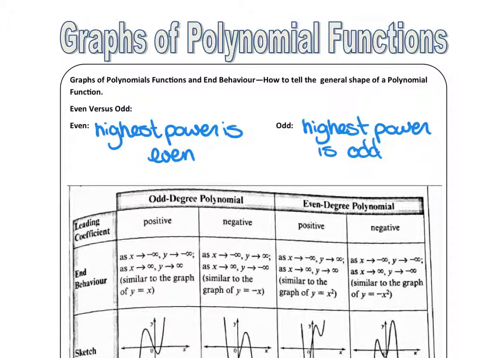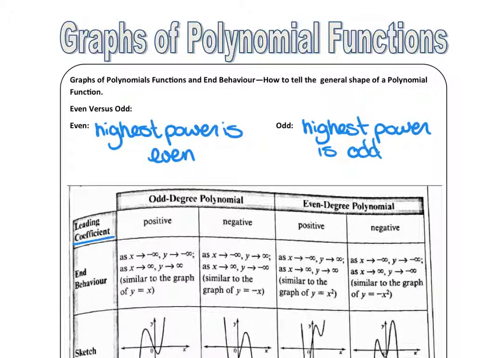The other thing they like to think about is what's called the leading coefficient. And so that is the number that is in front of the term that has the highest exponent on it. So if it's positive or negative.